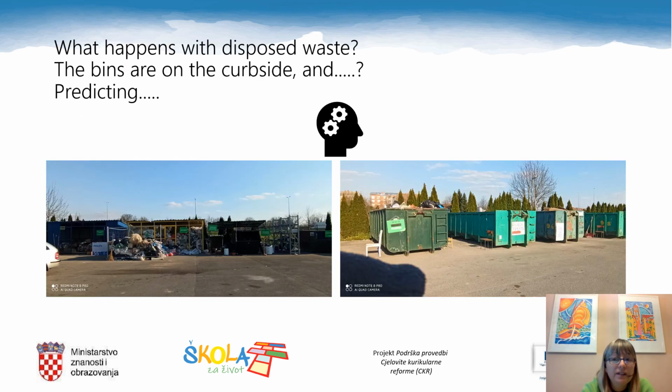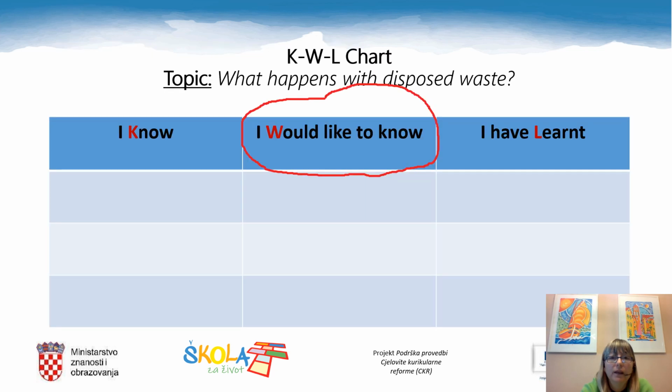After we have revised, let's do some predicting now. Well, you disposed your waste. The bins are on the curbside. And what happens then with it? For this activity, use your KWL chart again, but this time write your predictions in the second section of the chart, the column I would like to know. As you can see, the column is circled in red.